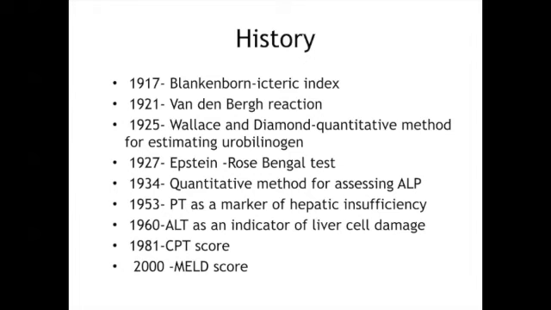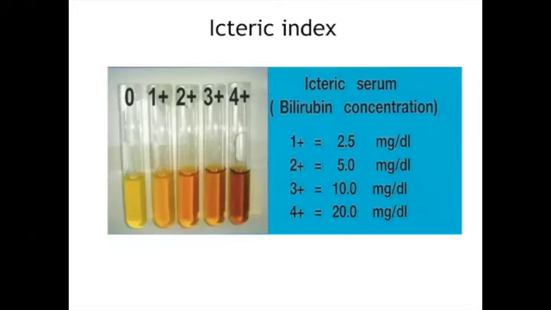After that, many other scientists introduced the estimation of urobilinogen, a quantitative method for assessing alkaline phosphatase, and prothrombin time. Many things were introduced, and only in 2000 the MELD score, which is commonly used for liver transplantation, was introduced in practice. This was the icteric index, the earlier method for identifying jaundice in serum. They have 0, 1 plus, 2 plus, 3 plus, like that. The actual solution contains potassium dichromate, and that is compared to the serum. If there is 1 plus, they have 2.5, like that.